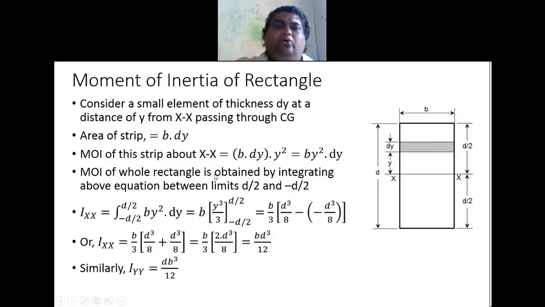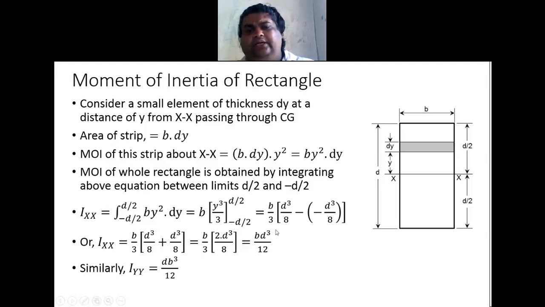Now the moment of inertia of the whole rectangle is obtained by integrating this equation between the limits D by 2 and minus D by 2. This is the neutral axis, so I am taking this side as positive and this as negative. So Ixx is equal to the integration between minus D by 2 and plus D by 2 of b y square dy. b is constant, so it is taken out, and what we get is y cube by 3. When you substitute the values of D by 2 and minus D by 2 and simplify, you get Ixx as b d cube by 12.